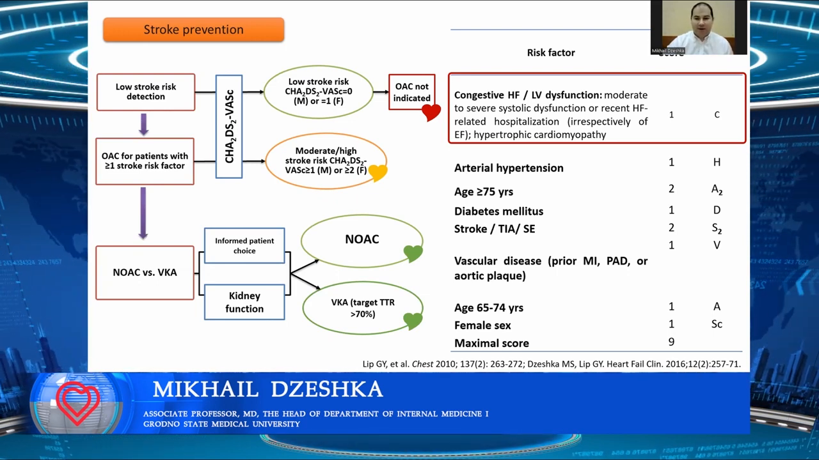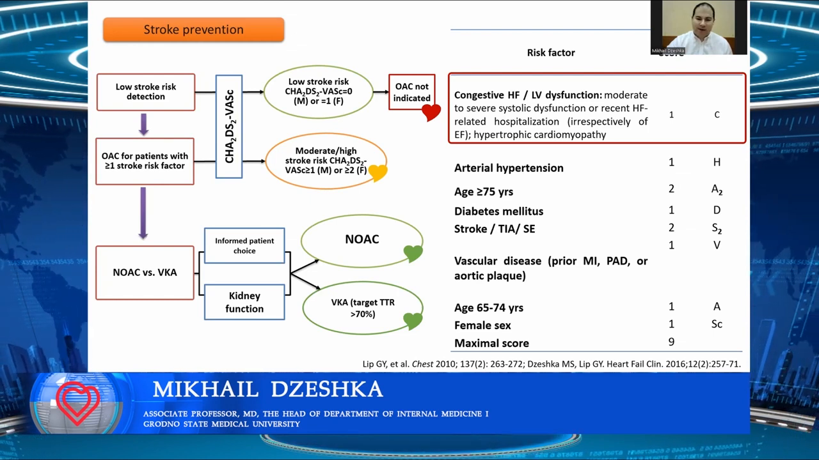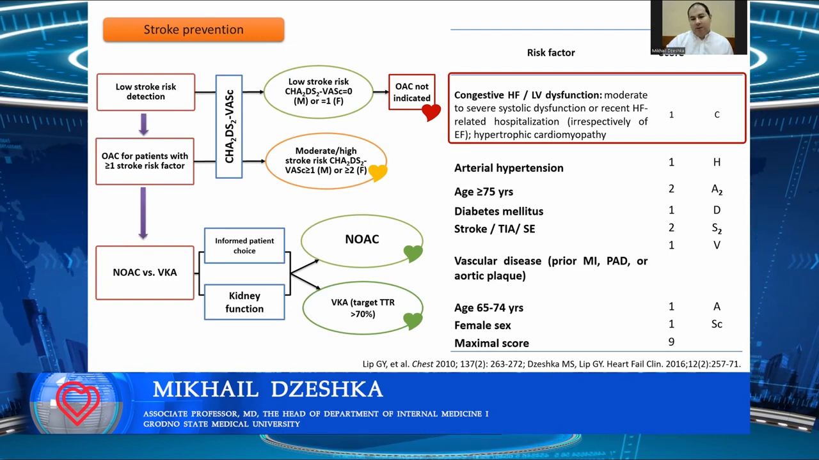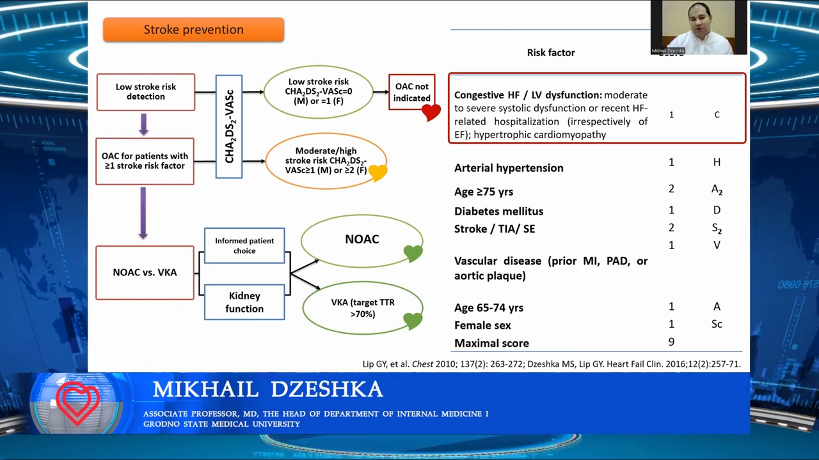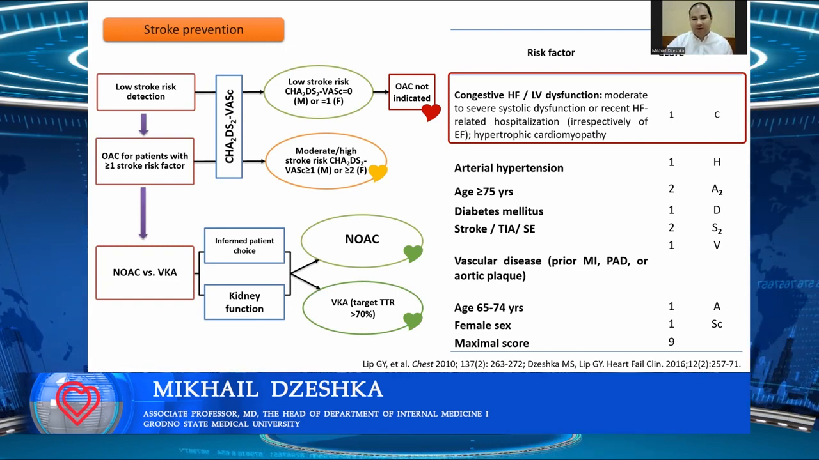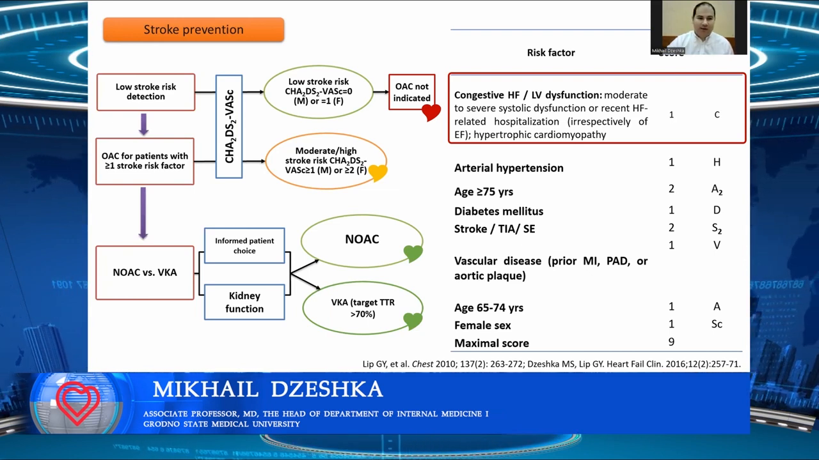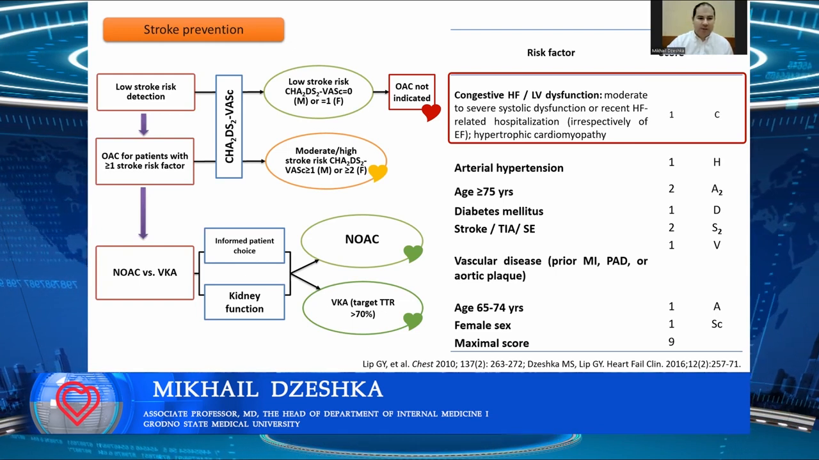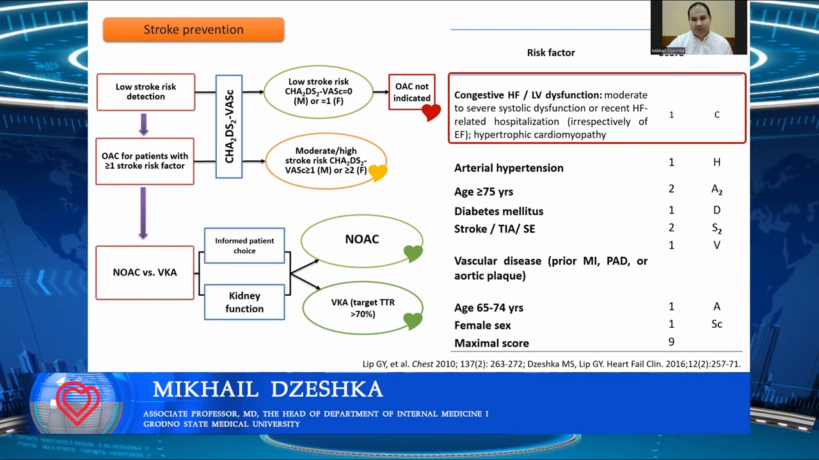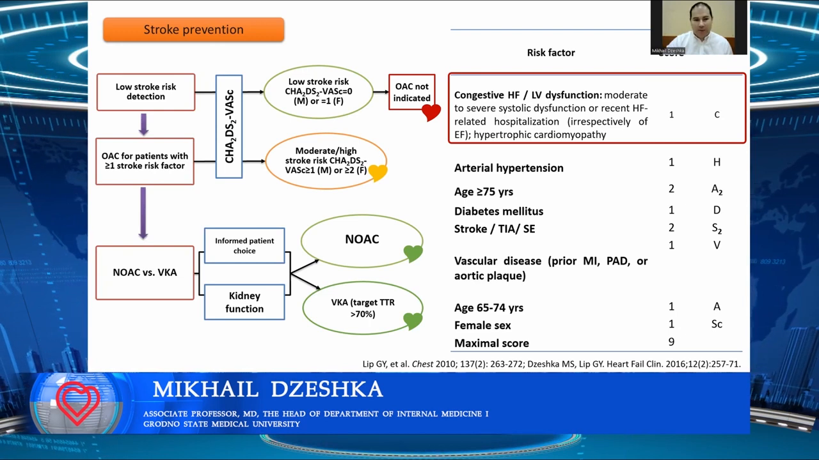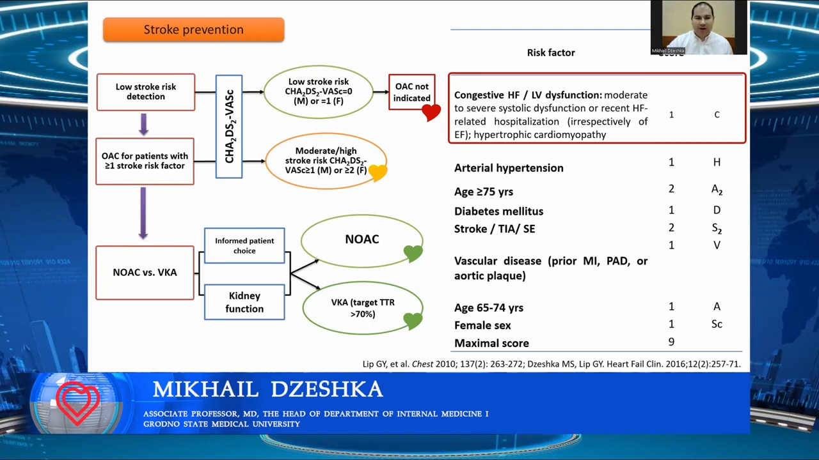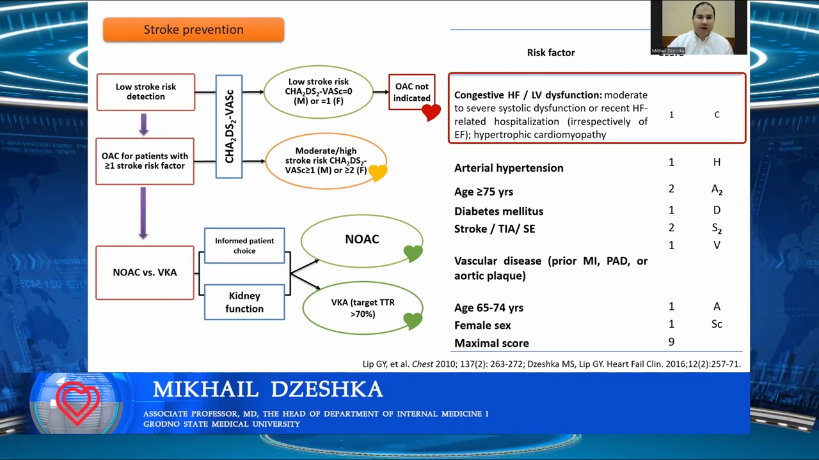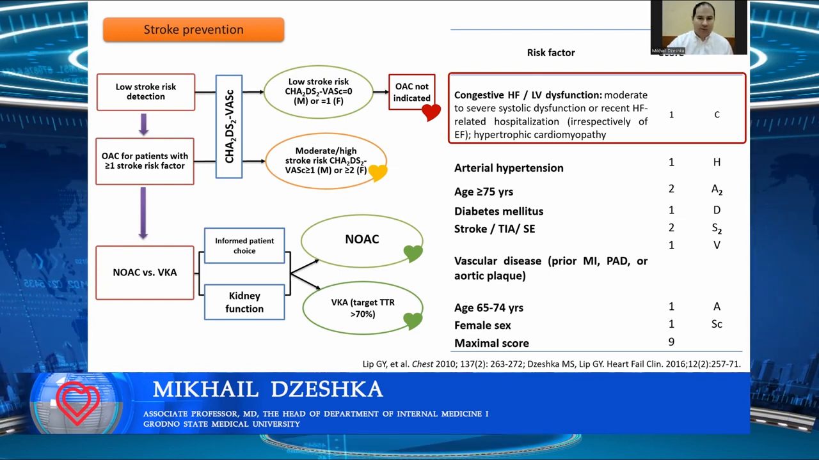However, if a patient has normal or preserved ejection fraction and no recent hospitalization due to heart failure exacerbation, it's still very likely that oral anticoagulation will be recommended and beneficial to such a patient, because heart failure with a preserved ejection fraction, HFpEF, itself tightly correlates with other stroke risk factors such as arterial hypertension, aging, diabetes mellitus, vascular disease, etc. So the patient most likely will have even more than one additional stroke risk factor that necessitates oral anticoagulation.